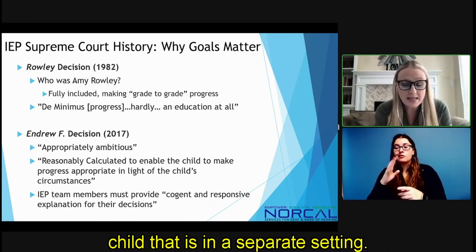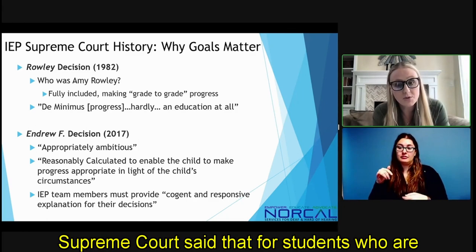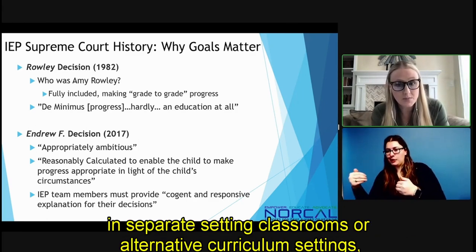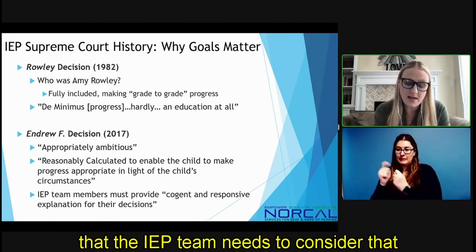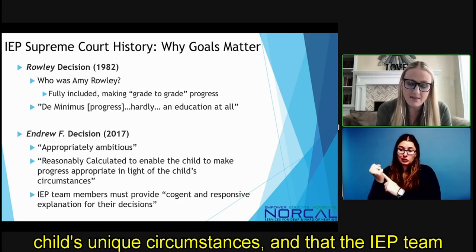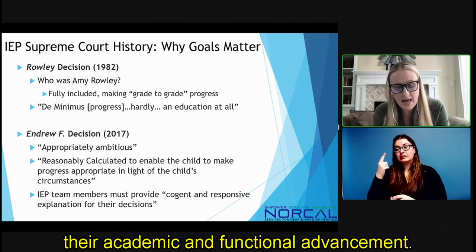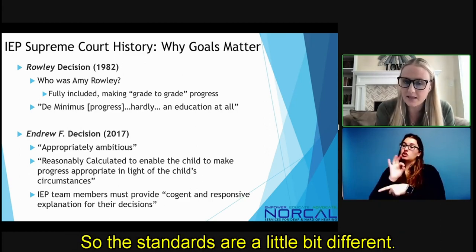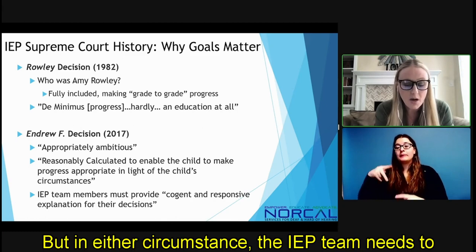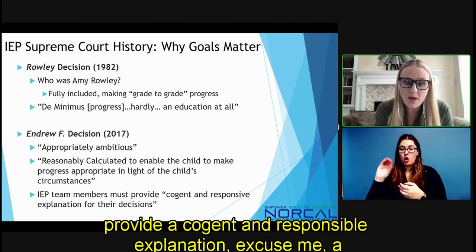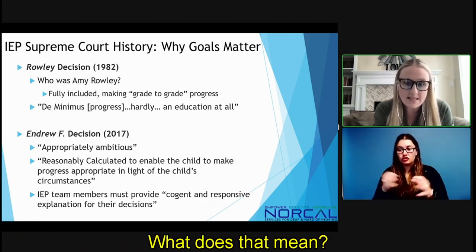When talking about a child that is in a separate setting, the Supreme Court said that for students who are in separate setting classrooms or alternative curriculum settings, the IEP team needs to consider that child's unique circumstances, and needs to write an IEP that is considering their academic and functional advancement. So the standard is a little bit different. But in either circumstance, the IEP team needs to provide a cogent and responsive explanation for their decisions. What does that mean?